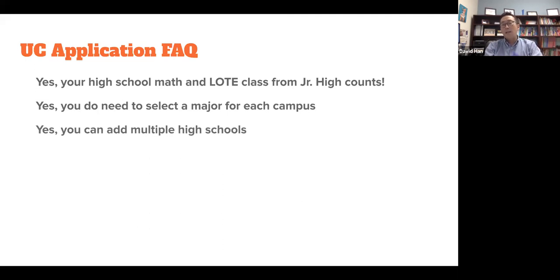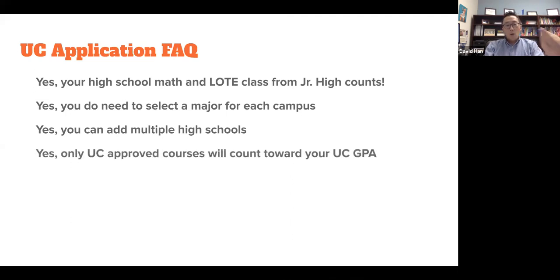So if you take, let's say, courses with Elite Open School, you could add Elite Open School as a second school and have the transcript from Elite Open School sent to the UCs later on. Only UC approved courses will count towards your UC GPA, right? So you want to make sure that the courses you're taking, and if you have a younger brother or younger sister in freshman or sophomore year, you want to advise them to take only UC approved courses if they're aiming for UCs.